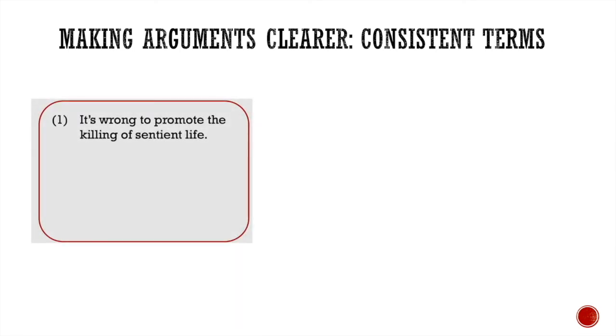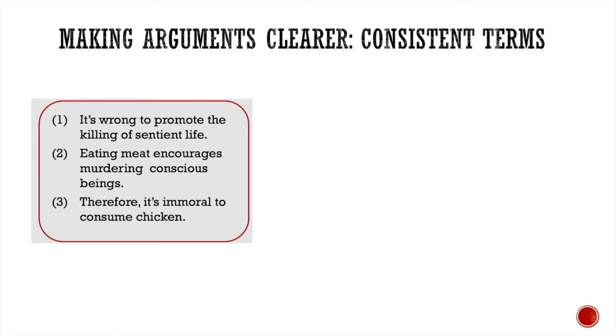The last way we'll look at making arguments clearer is to use consistent terms. So we've looked at adding subconclusions, we've looked at reducing premises. Now we'll look at using consistent terms. So consider this argument. Premise 1, it's wrong to promote the killing of sentient life. Premise 2, eating meat encourages murdering conscious beings. Conclusion, therefore it's immoral to consume chicken.